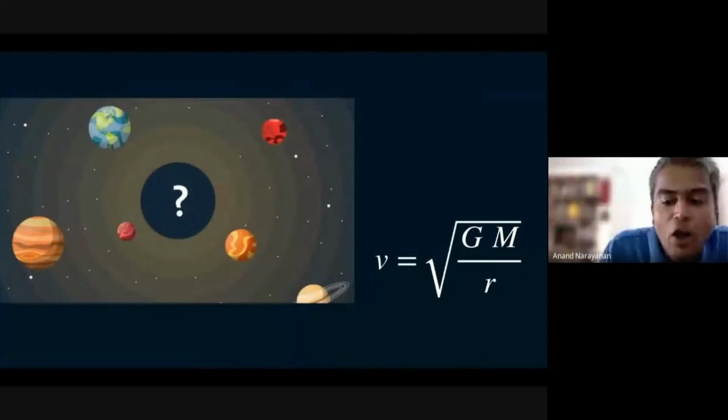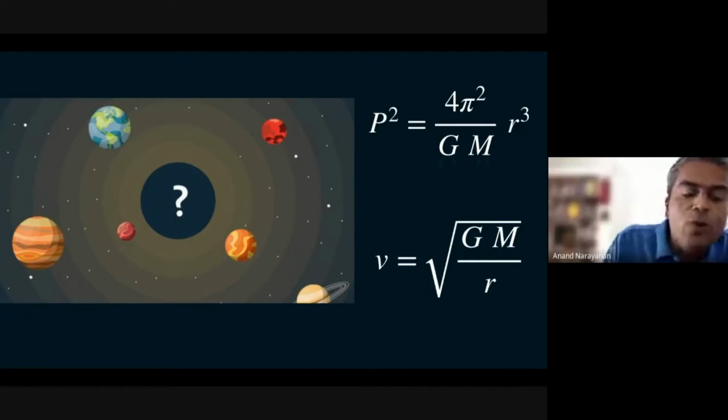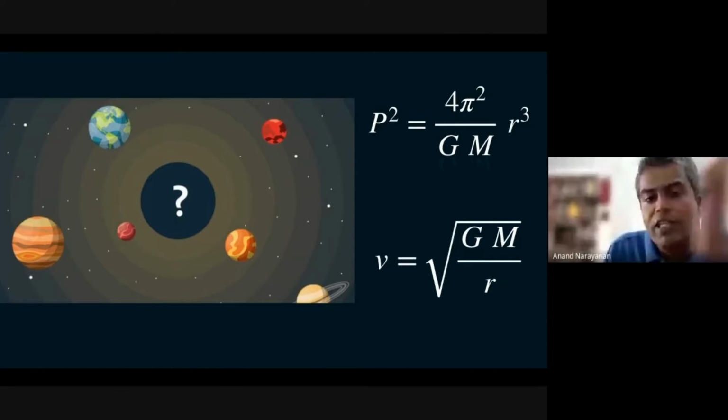Or the alternative is you can use Kepler's third law, which says that the square of the period is proportional to the cube of the orbital separation. So you can observe how long any planet takes to go once around the sun and how far away the planet is. From that, you can estimate the mass of the central object around which it's going. So based on the kinematics of objects that are going around a massive object, we can determine the mass of that massive object.